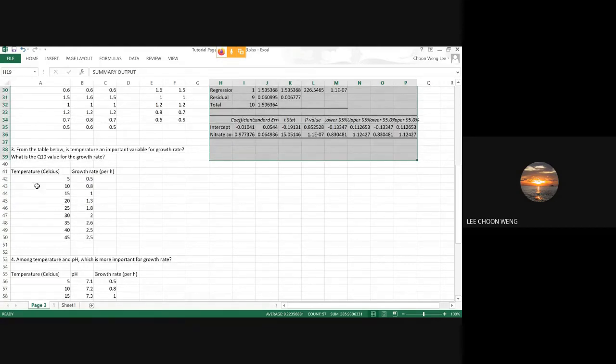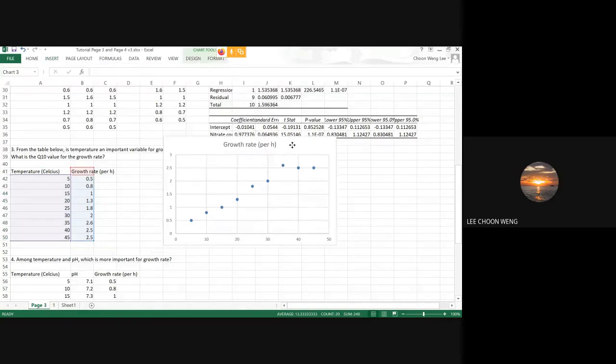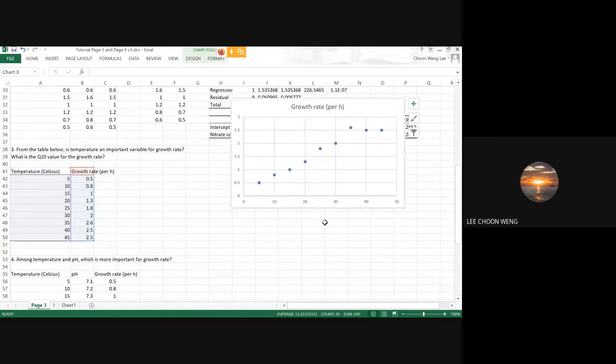Okay. Here is also similar, where you do the, okay. So sometimes you have graphs like this. So you're supposed to... is temperature an important variable for growth rate? And then what is the Q10 for the growth rate?